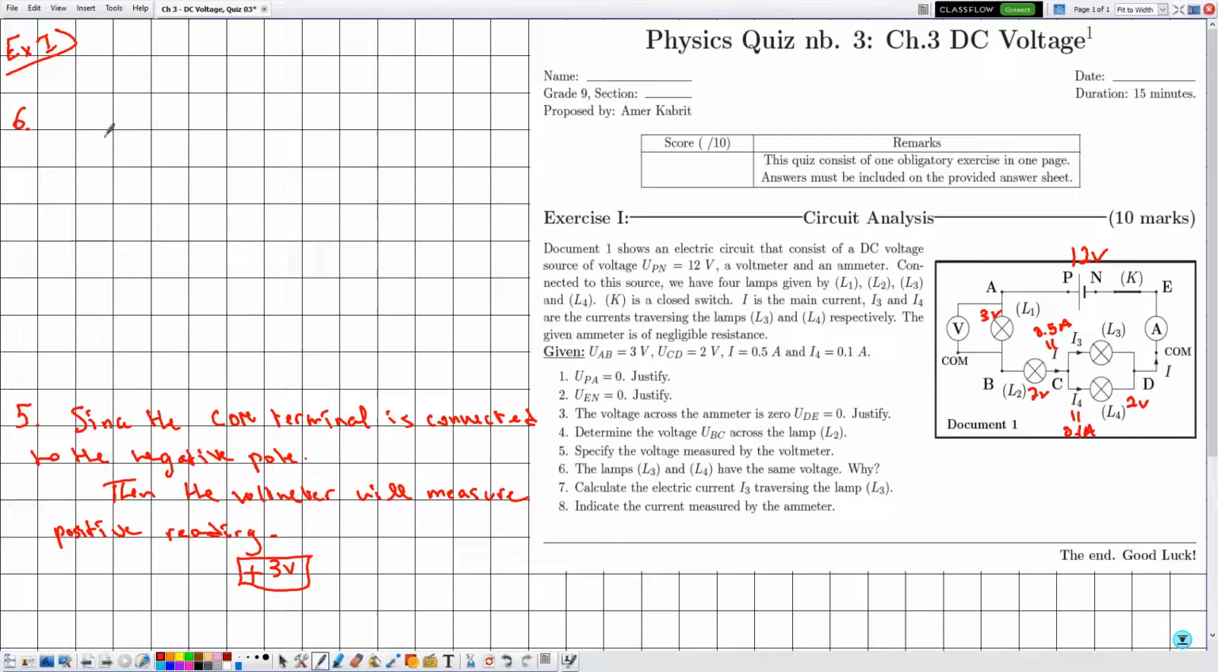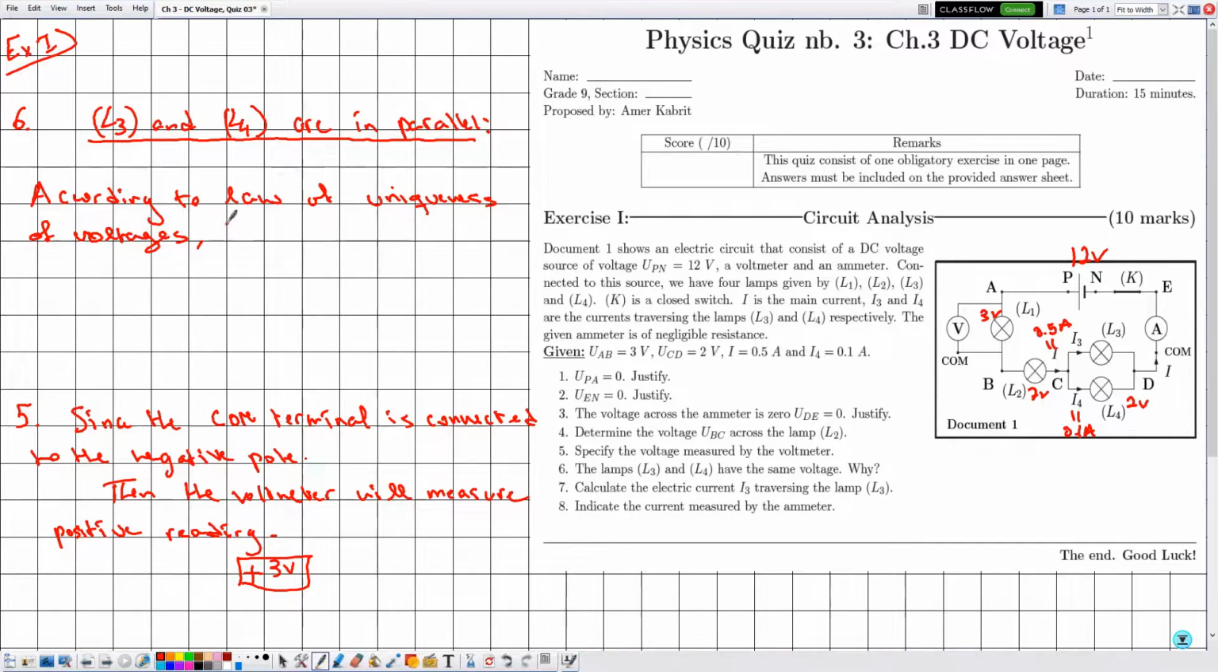So as a title we need to mention the grouping. So L3 and L4 are in parallel, and we know that according to the law of uniqueness of voltages they have the same voltage.